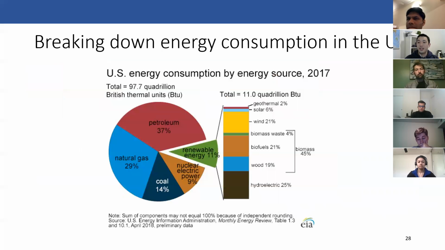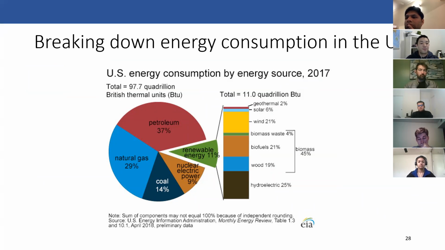Okay, and so quick breakdown of US energy consumption. So it's dominated by fossil fuels, so coal, natural gas, and petroleum. This is actually your most common form of solid, liquid, and gaseous fossil fuels. Petroleum is mainly going to be in transportation, and then natural gas and coal are primarily in electricity, although natural gas gets used for other sorts of things as well.